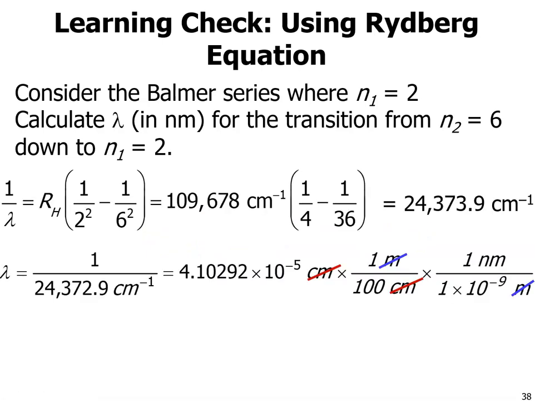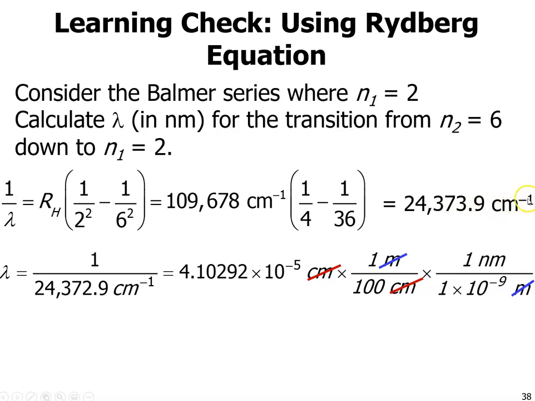Here I've plugged in the values into the Rydberg equation where we have this 2 being squared, this 6 being squared. We're going to subtract this ratio by this ratio. I've simplified this over here. 2 to the second power is 4, 6 to the second power is 36. And then taking this 109,678 centimeters to the inverse 1, multiplied by this ratio of this subtraction, I get 24,373.9 centimeters to the inverse 1.